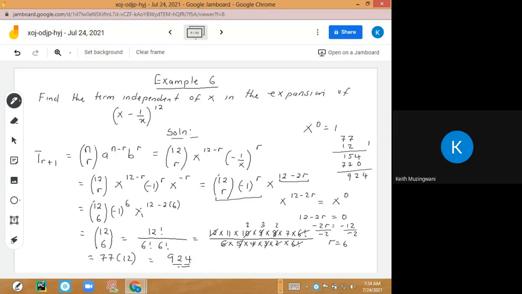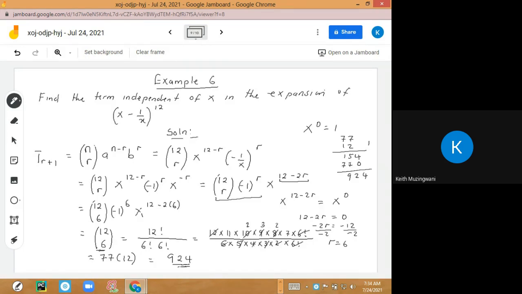But if the gap is too big, or if the numbers are too big, you can as well leave it here. If you had to lose marks, you may only lose maybe 1, but you're trying to save time to do other things. So this is the term independent of x.